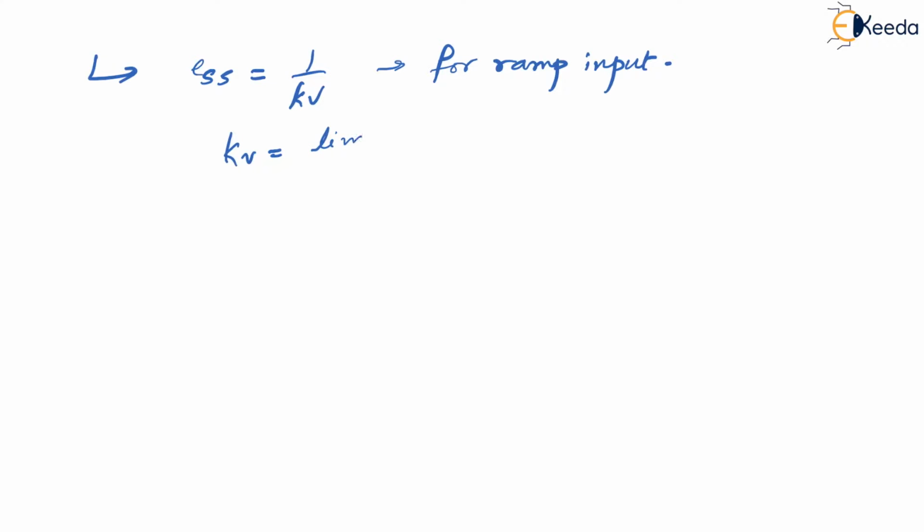Let us do some reverse engineering. We know that ESS, steady state error, is equal to 1 upon kV for ramp input. Is that correct? Yes sir. Now how to find kV? kV is limit as s tends to 0 of s into loop gain, correct? Or we can say open loop transfer function, that is G.